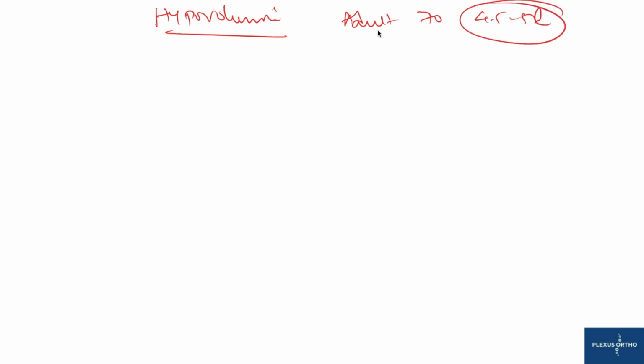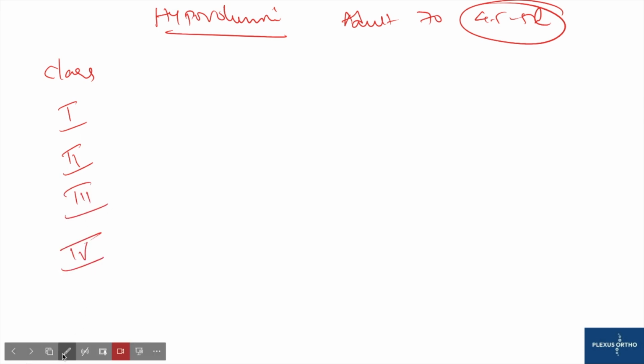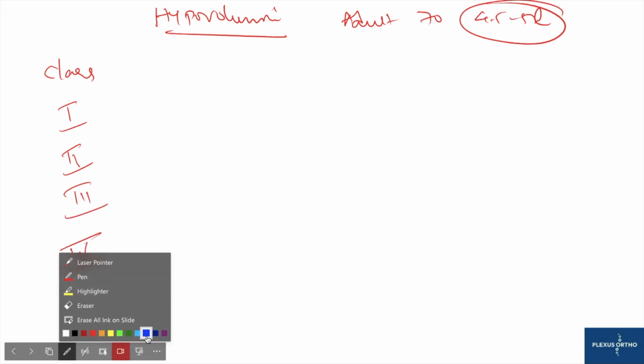To deal with hypovolemic shock, all of us know very well that an adult male of 70 kgs has about 4.5 to 5 liters of blood, right? So what happens when this blood loss starts to happen? This is best discussed in the form of a table. So there are 4 different classes: class 1, class 2, class 3 and class 4, divided based on the amount of blood that is lost.